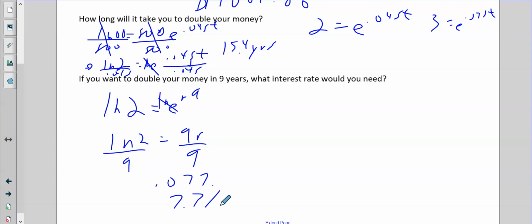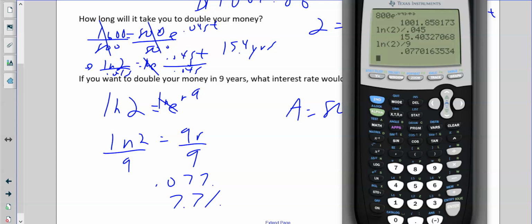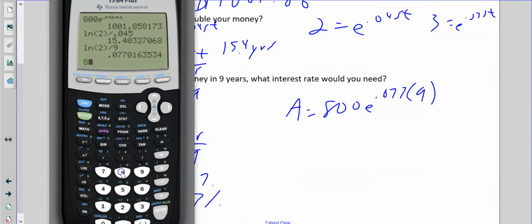Here's the nice thing, you could check that out. So future value equals $800 e^0.077. Basically $1,600. So that you can just test it and prove it. That's it.